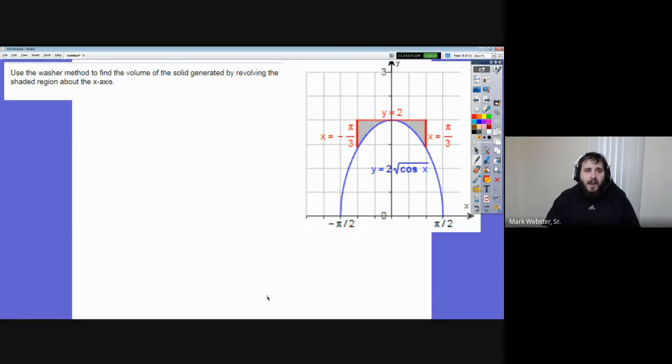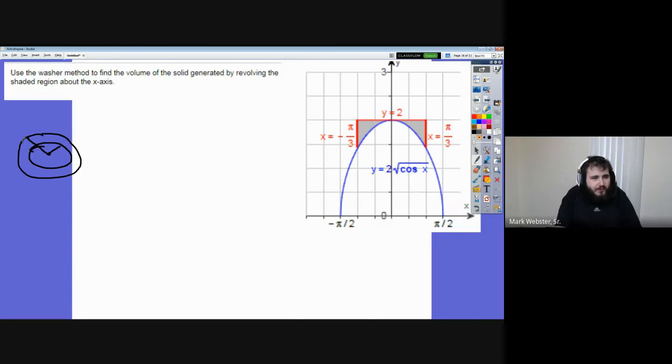So in your book and in all the places in the world, this idea is referred to as the washer method, because now instead of getting a circle, we're getting an annulus, a ring, a washer. But if you remember from geometry, which I guarantee you I've done problems like this before.